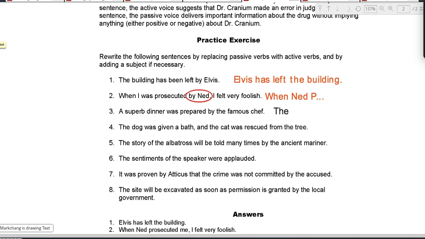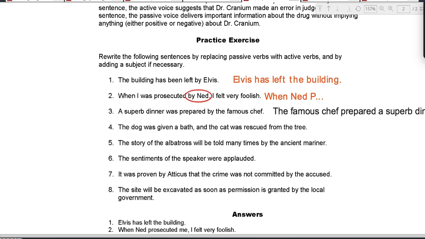The famous chef prepared a superb dinner. Correct. Great. Very good. Number 4.